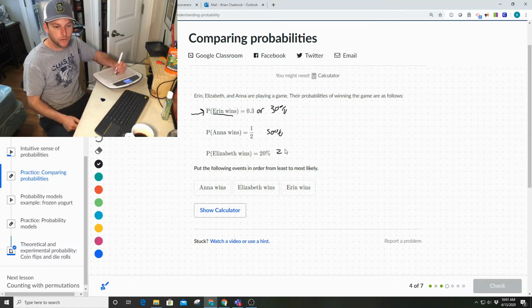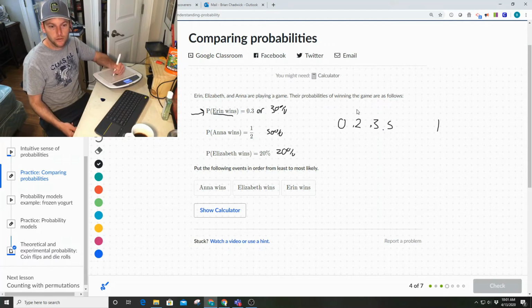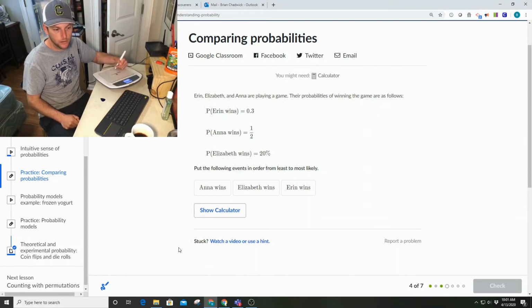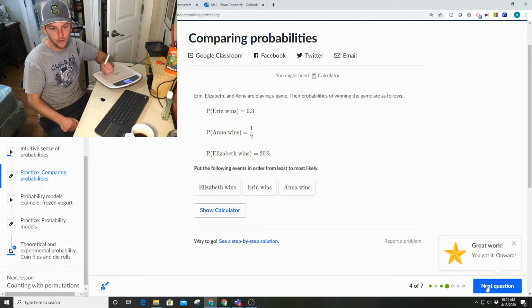And if Elizabeth wins, we already have it's 20%. So who is most likely to win? Well, the coin flip, Anna. Who is second most likely? That's Aaron. And who's least likely? And the reason why we're doing this, we're going 0 to 0.5 to 1. So we have 0.3, 0.2. And so I'm just going to write this. This is Elizabeth. This is Aaron, and this is Anna. So I got to put these in order from least to most likely. Least likely is Elizabeth. Oh, got to change that. Elizabeth, Aaron is second, and then Anna's supposed to win. There we go. All right.